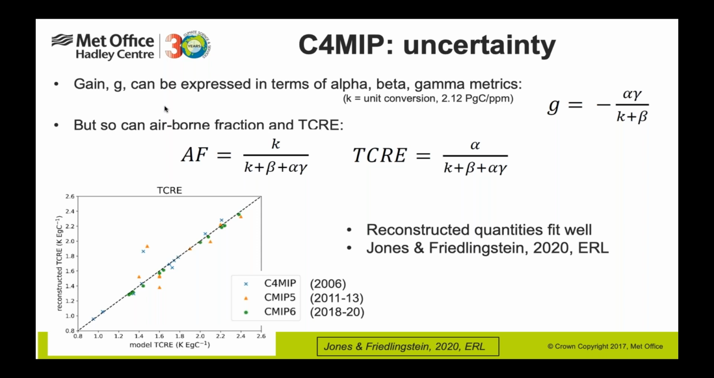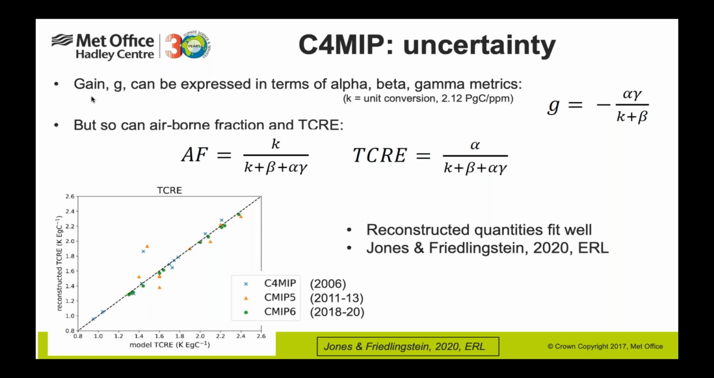This equation for G was part of the initial Friedlingstein et al. feedback terms. But we can also do the same for perhaps more relevant metrics like the airborne fraction, the fraction of CO2 emissions that stay in the atmosphere, and for TCRE, and we can express those in terms of alpha, beta, and gamma as well. The K here is just a constant, a unit conversion. So alpha, beta, and gamma control both the carbon cycle gain, but also airborne fraction and TCRE.